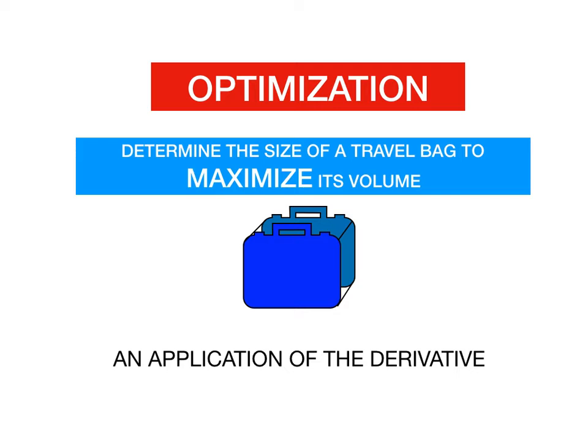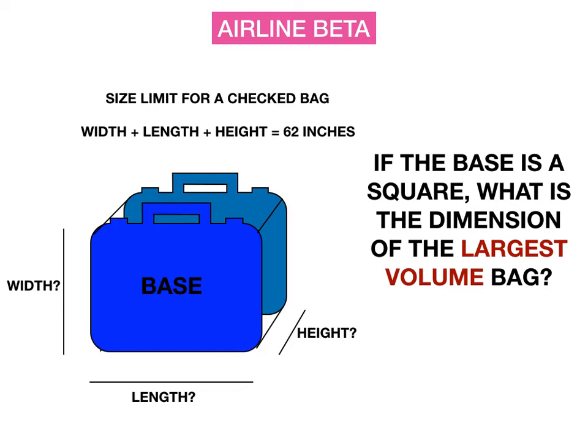Optimization is an application of the derivative. In this video, we'll learn how to determine the size of a travel bag so we can maximize its volume. Let's say an airline has a size limit for a carry-on bag: the sum of the width, the length, and the height is at most 62 inches. If the base of the bag is a square, what are the dimensions of the largest volume bag?